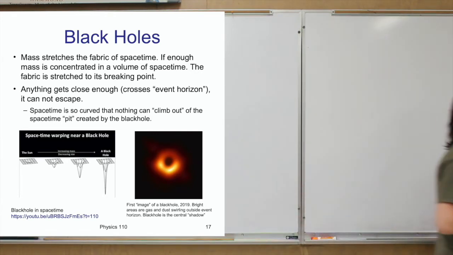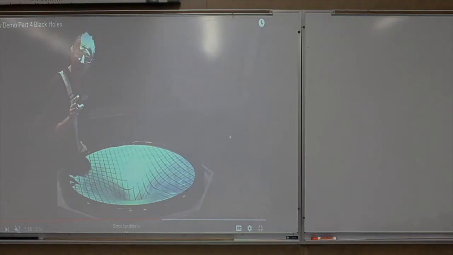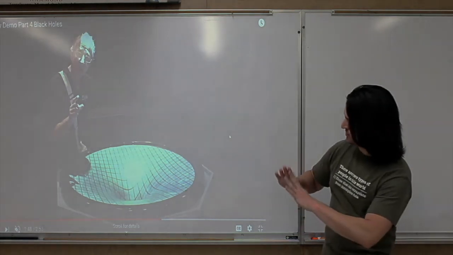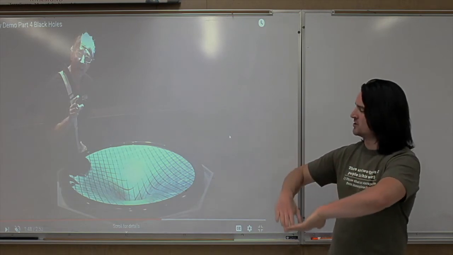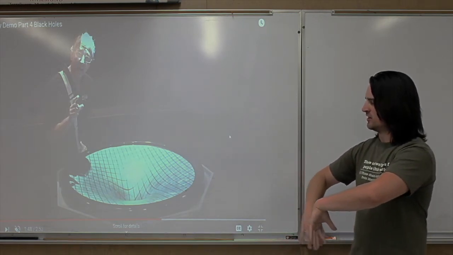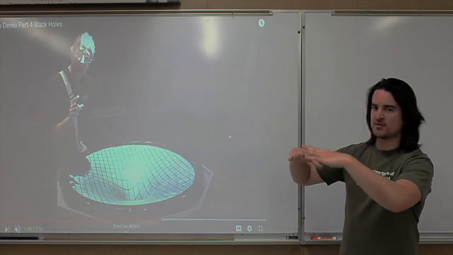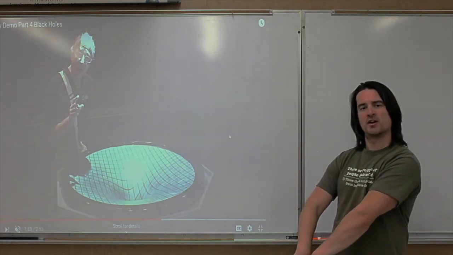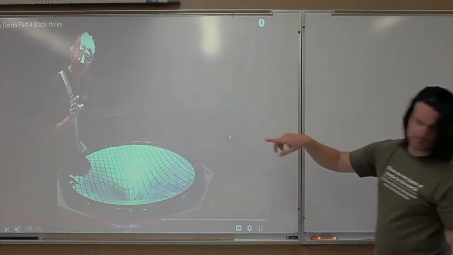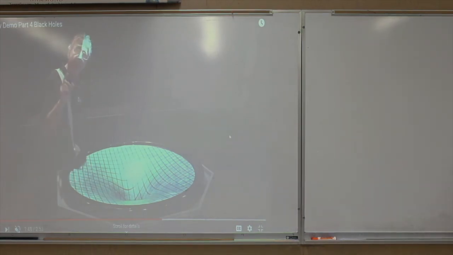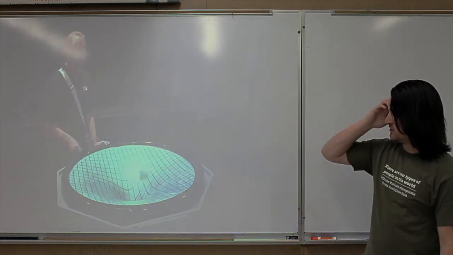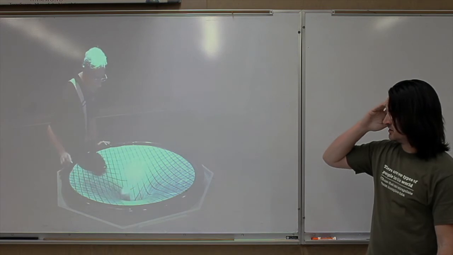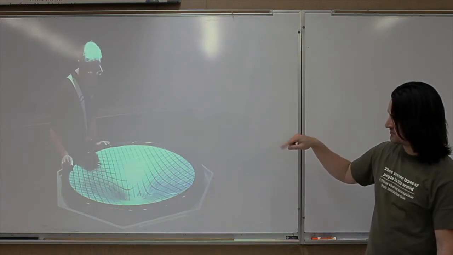And, oh yeah, we have a little video for this. So here, the same kind of picture. It's just that now, instead of the fabric just being stretched more and more, you have this situation where the fabric's been stretched so much that there's just a hole at the bottom. Right? So when you let something go in this situation, it's going to circle around just like it did when there was a mass in there. And when it gets closer, it circles faster and faster.